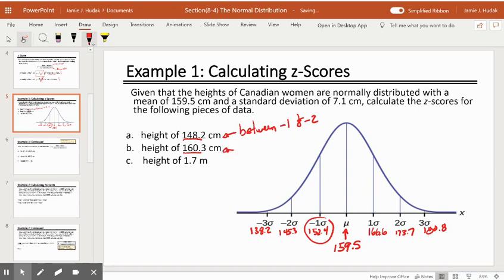This answer lies someplace here, so I expect it to be between 0 and 1. And this one's in meters, so we have to change to centimeters first, so we can apply it to our chart. Okay, so let's work these out.